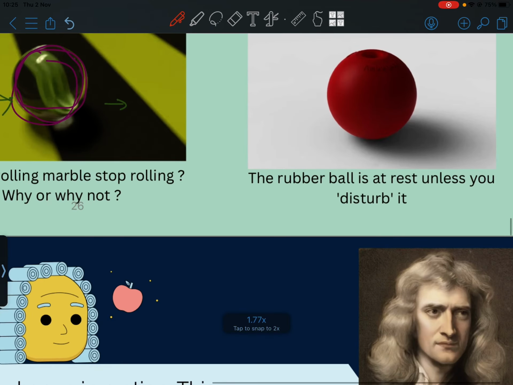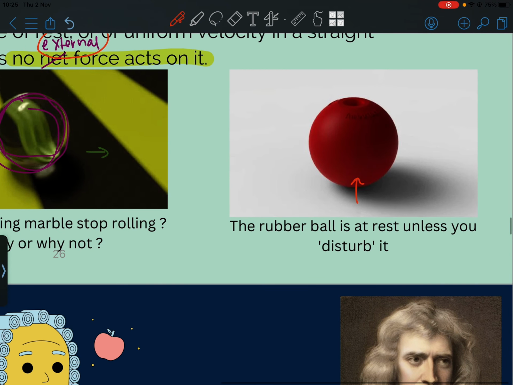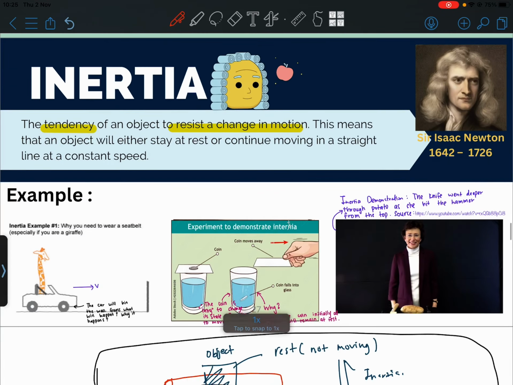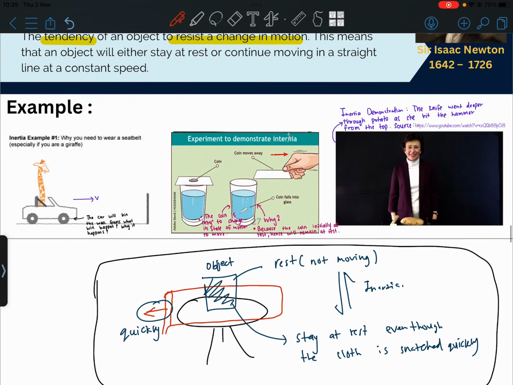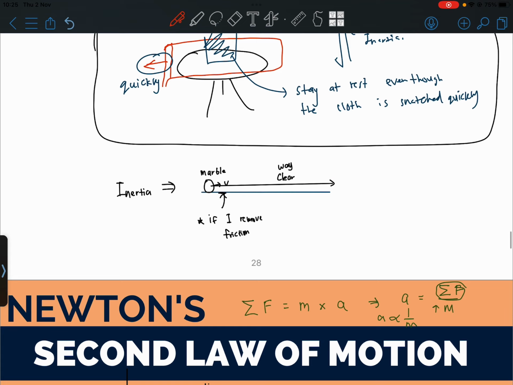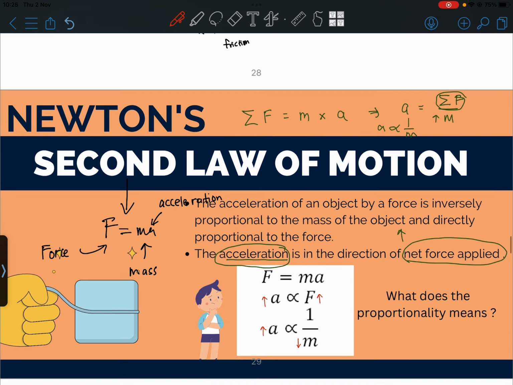Or take this rubber ball, which is initially at rest, which means the velocity is 0. As long as you don't do anything with this ball, you don't touch it, you don't disturb it, you don't roll it, it will keep like that. It will be at rest forever and ever. This is the example that I explained in our class, so I don't have to explain this again.